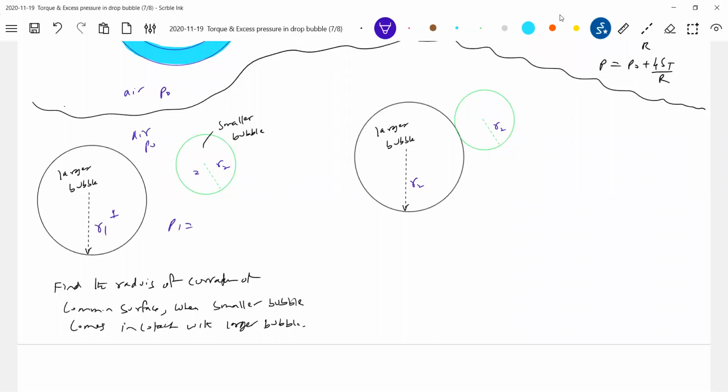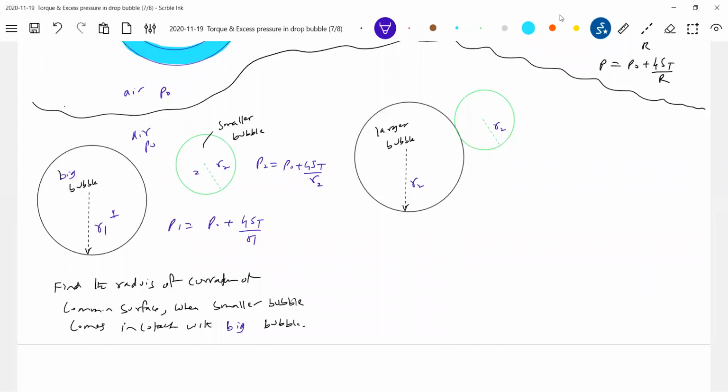Bigger bubble? Big, small, it should be. P1 should be equal to P naught plus 4 ST by R1. What is P2? P2 should be P naught plus 4 ST by R2.